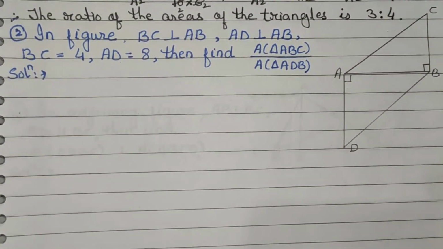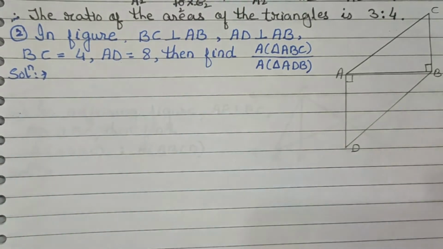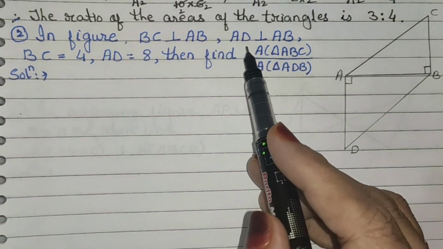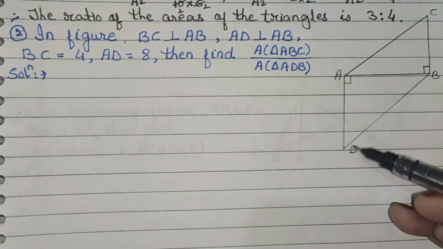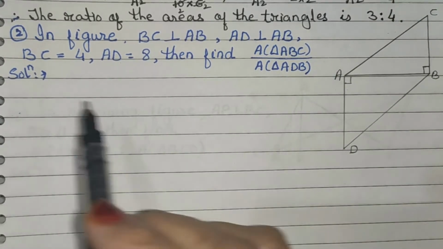Now look at the second question. In the figure, BC is perpendicular to AB. Look at here, BC is perpendicular to AB. AD is perpendicular to AB. Look at here, AD is also perpendicular to AB.